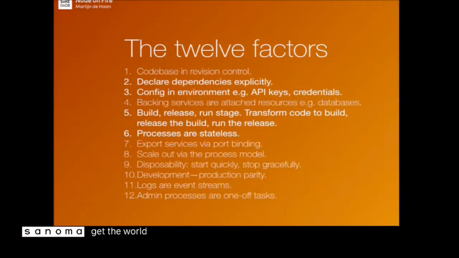The first one is really trivial, and it says, well, your code base should be in a revision control system. The second one is you should declare your dependencies explicitly. So think about Bower for your front-end dependencies, or in Node.js, you should declare your stuff in a package.json, which retrieves the modules from npm. Your config should be stored in the environment, your API keys and your credentials. So they should never be stored in your source code, obviously.